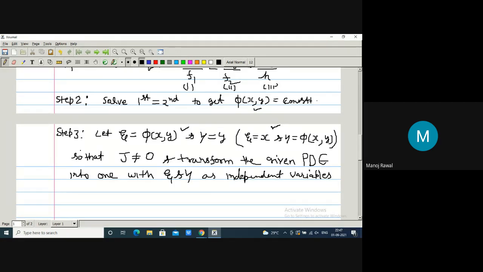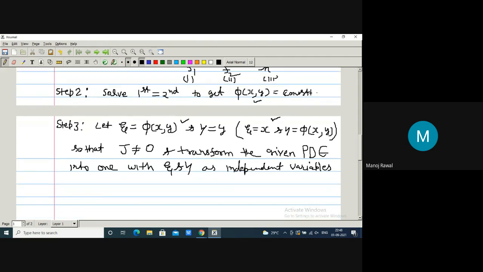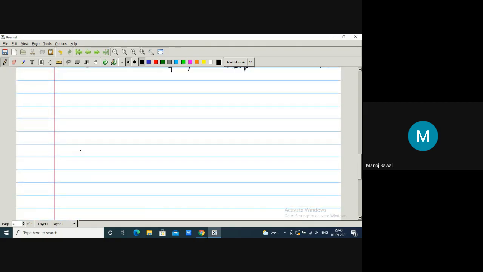So either he will say reduce this differential equation to canonical form, then we are done at step 3. But if he says also solve, then we have to solve also. This is the procedure of solving a first order linear PDE with the help of canonical form. Let's solve one question, then you please ask if there is any doubt. After solving the question you will get more clarification. This is very easy.